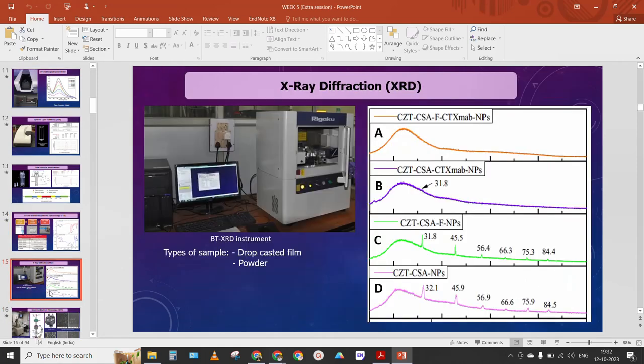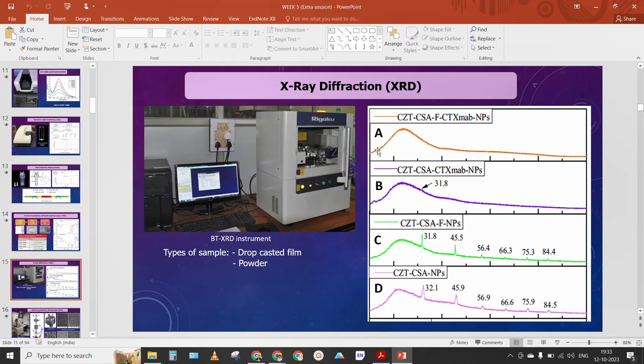The next is X-ray diffraction, XRD. In XRD, the type of sample required is powder form or a drop-casted film. This is a visual representation of that particular instrument, how it looks. Then we have some examples of XRD peaks. So A, B, C, D. These are different batches of the nano formulation.